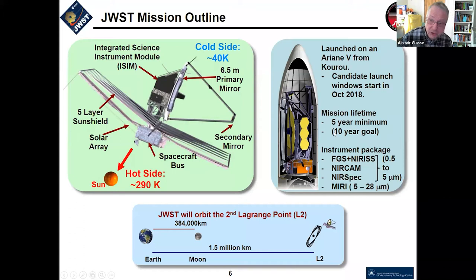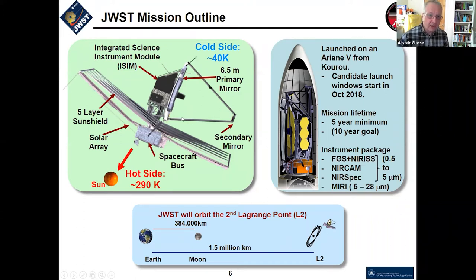Anyway, 5-year minimum mission, 10-year goal, 4 instruments. As I said, 3 of them, FGS, NIRCam, NIRSpec, NIR for near infrared, working from 0.5 micron up to 5 microns. The 0.5 microns is the FGS, which is just a guide camera really, so it's not going to be doing much astronomy. But MIRI, our instrument that we built in Europe, led from Edinburgh, covers 5 to 28 microns.